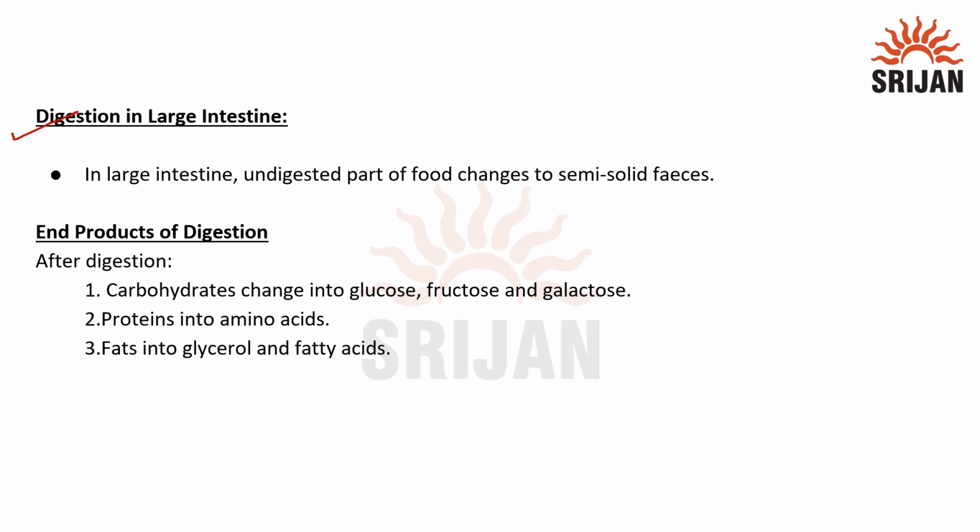The next part is digestion in the large intestine. In the large intestine, there is no major digestion taking place. The undigested part of the food changes into semi-solid feces in the large intestine. Talking about the end products of digestion: after digestion, carbohydrates change into glucose, fructose and galactose. Proteins change into amino acids and fats change into glycerol and fatty acids.